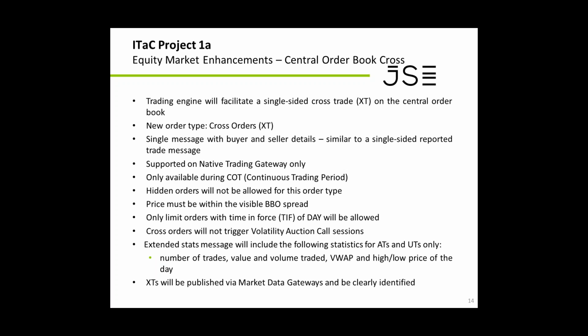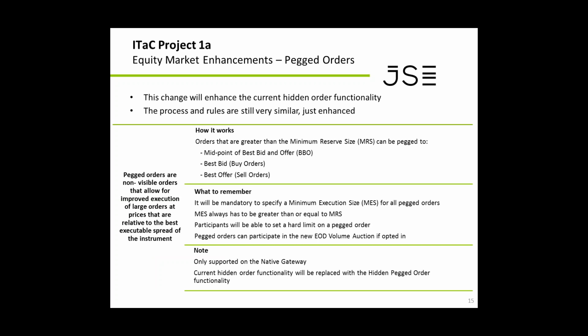Okay. The next one I'll be going through is the pegged orders functionality, or hidden pegged orders functionality. Generally, pegged orders are non-visible orders that allow for improved execution of large orders at prices that are relative to the best executable spread of the instrument. This will obviously be changing the current hidden order functionality that we have available and in place at the moment. But the idea is to obviously enhance that functionality that we have. The processes and rules will still be very similar, just slightly enhanced.